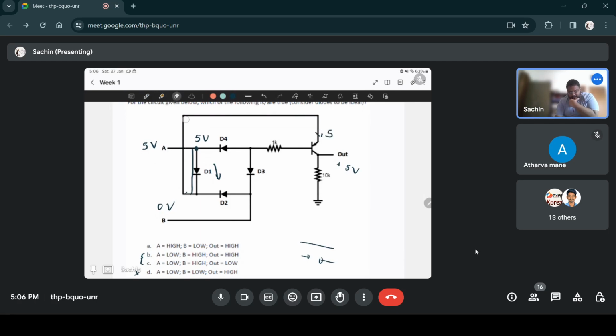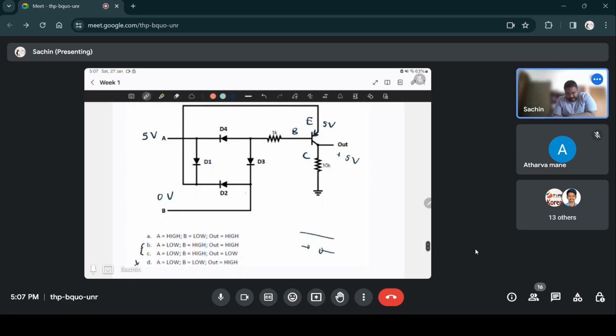Here you have to be careful because this is not an NPN transistor. You can see the arrow given here. This is the PNP transistor. This is the emitter, this is the base, and this is the collector. So in this case, the emitter is connected to 5 volts, and then the base is connected to 0 volts.